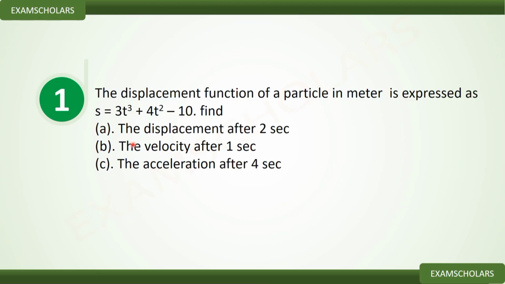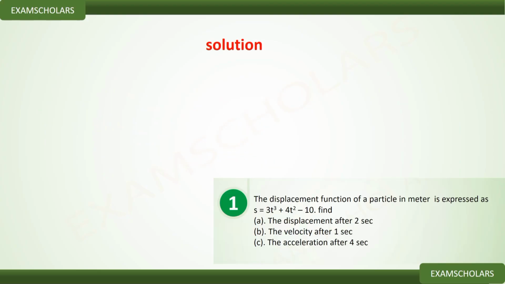Now the second one, the velocity after 1 second. This is the displacement function with time. You recall that velocity is the change in displacement over the change in time, isn't it? So you have ds over dt. You can find that and simply put 1 where you see t. So you get the velocity. The third one, you are asked to find the acceleration after 4 seconds. You just need to differentiate this twice and plug in the value of t. As simple as that. So let's see how to solve it very fast.